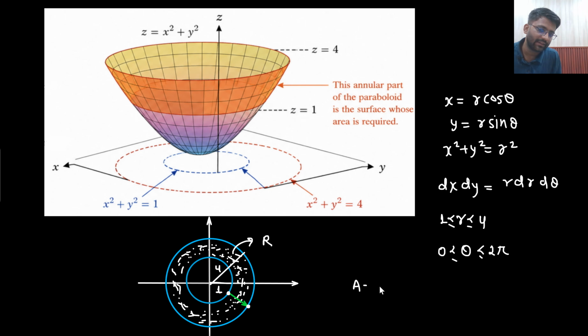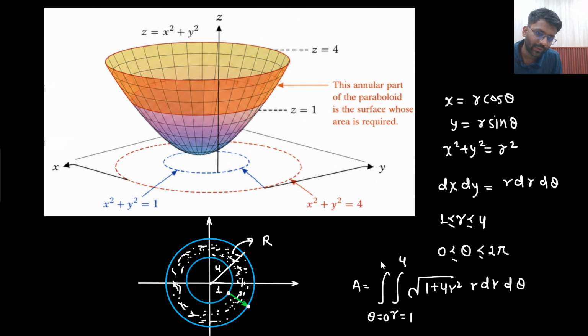So surface area A is nothing but the integral of under root 1 plus 4r square times r dr d theta, with r moving from 1 to 4 and theta moving from 0 to 2 pi. Now it is up to you how you solve this integration. Both have constant limits, so you can solve the theta integration first or the r integration first. If there is a variable limit, you solve that first, but both are constant here. If I solve with respect to theta, I will get 2 pi only, since d theta from 0 to 2 pi gives 2 pi.